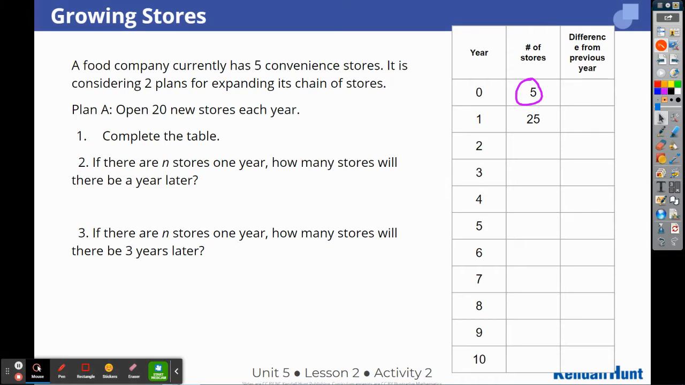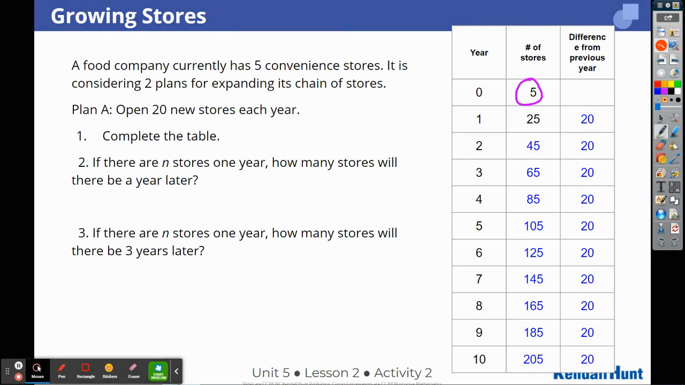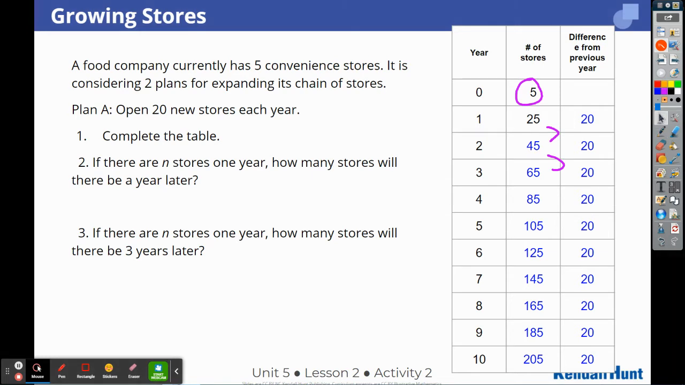If I continue that trend and continue adding 20 each year, we're going to end up with 205 stores in 10 years. So the difference from each year is 20. So from 25 to 45 is 20, 45 to 60, and so forth, all the way down until we get to 10 years, the difference is 20 because it's constant. So this is a linear function.